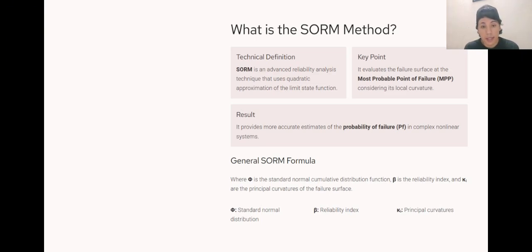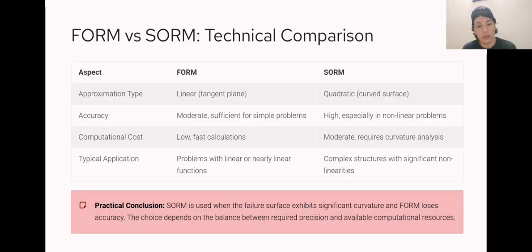The SORM method stands for the second order reliability method. It's an advanced approach used to calculate the failure probability of a system more accurately than FORM. While FORM approximates the failure surface as a straight plane, SORM uses a curved quadratic surface to represent it. This allows it to capture nonlinear behavior.